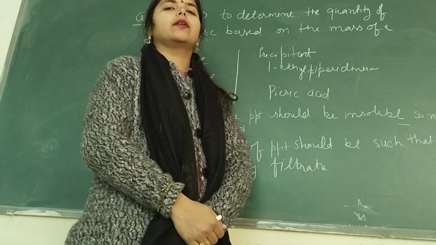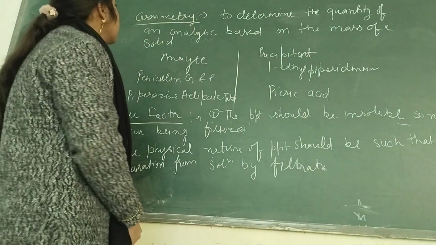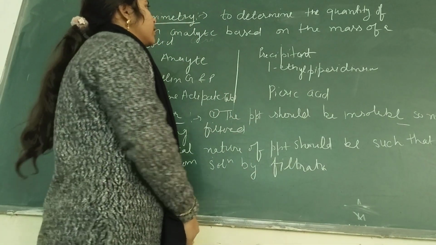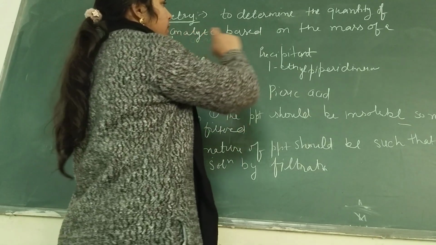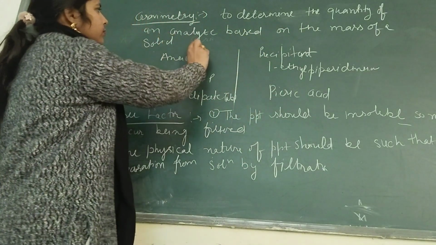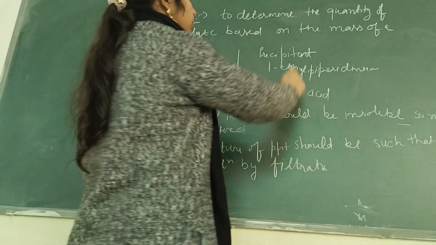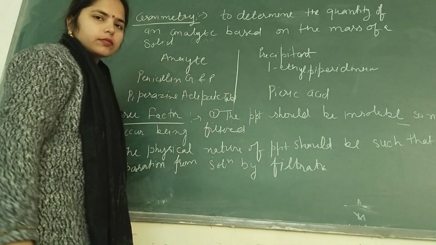Students, in today's class I will discuss gravimetry. Gravimetry is a method to determine the quantity of an analyte based on the mass of a solid.